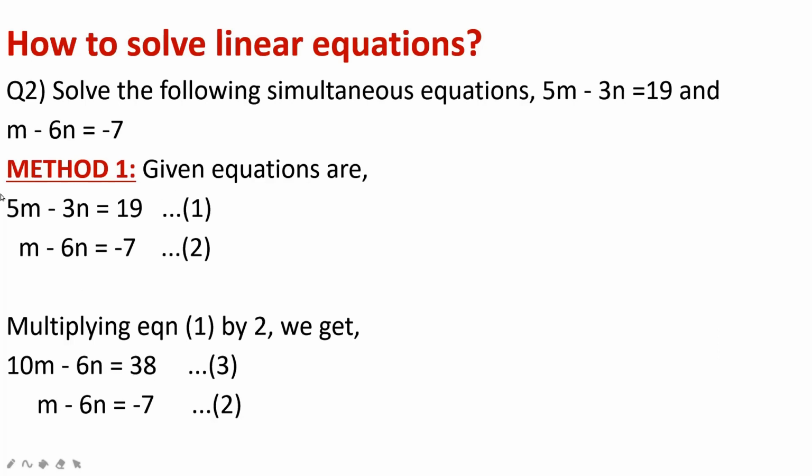So we can substitute this value of m is equal to 5 in any of the previous three equations. The three equations we have are 5m minus 3n is equal to 19, m minus 6n is equal to minus 7, and 10m minus 6n is equal to 38. Now we can substitute the value m is equal to 5 in any of these three equations.